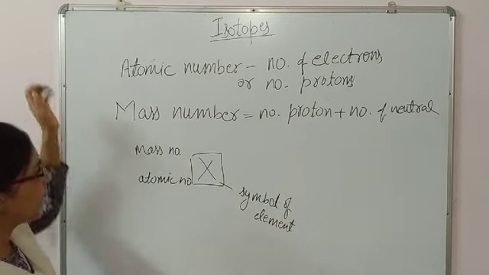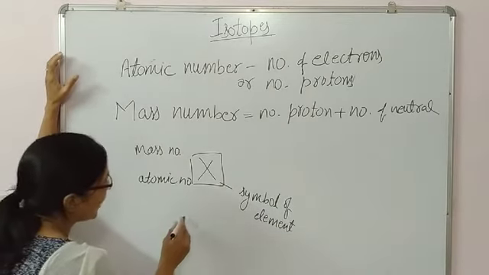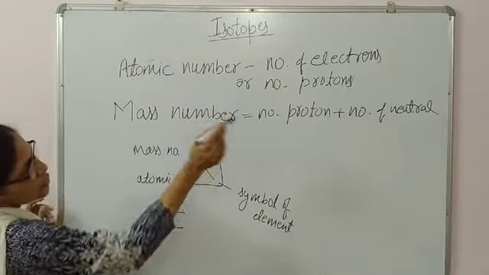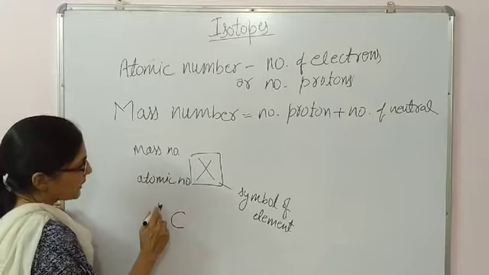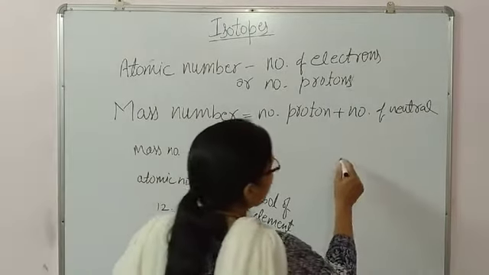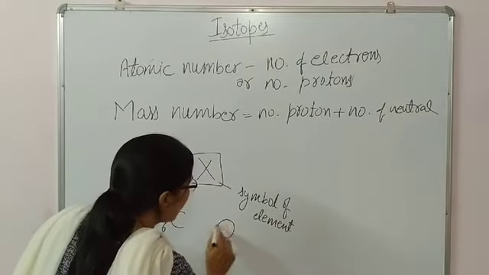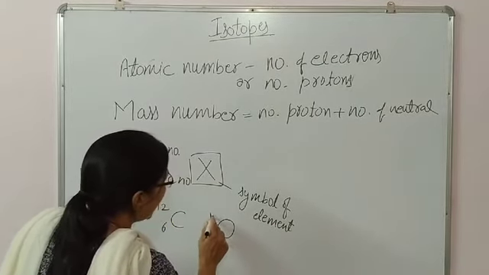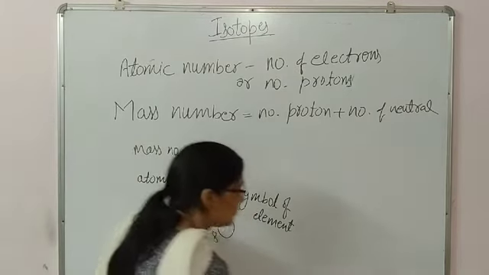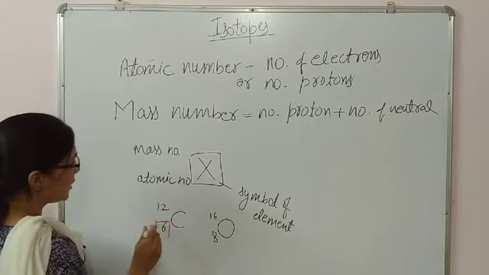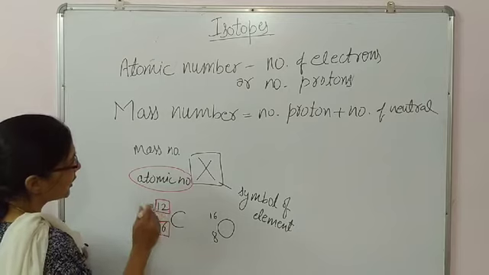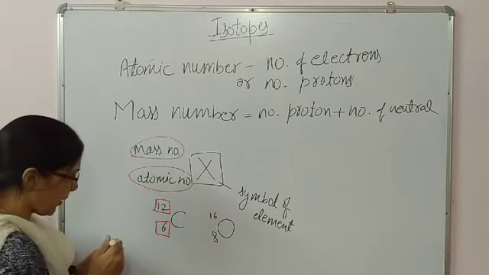For example, we are writing carbon. In the carbon 6 protons are there and 6 neutrons are there. So we will write 6C12 in this manner. In the same manner for oxygen, we will write 8O16. So what is 6? This 6 is atomic number. What is 12? This 12 is mass number.